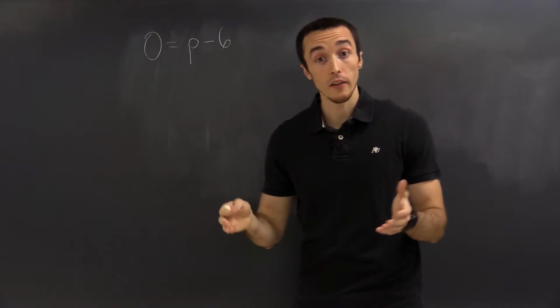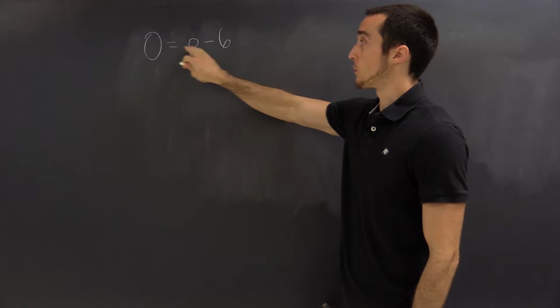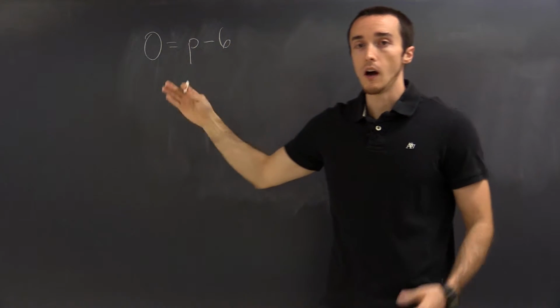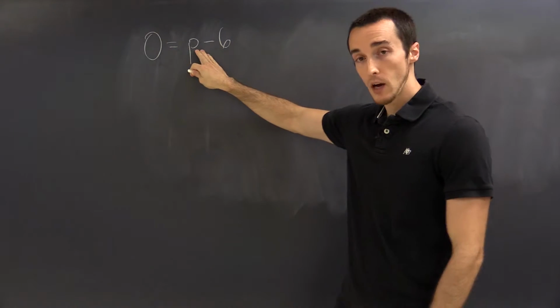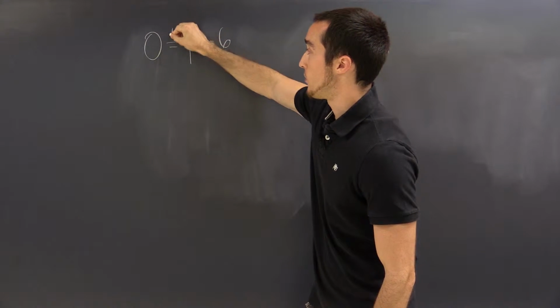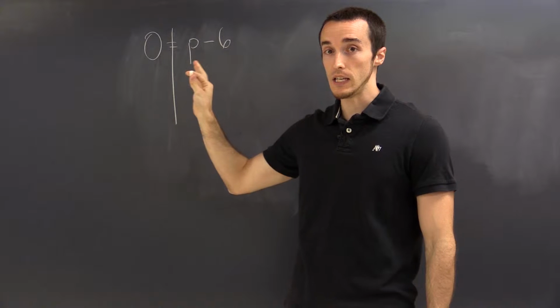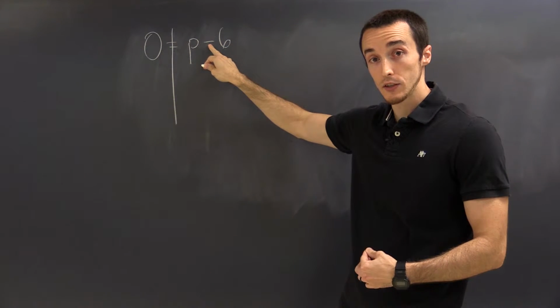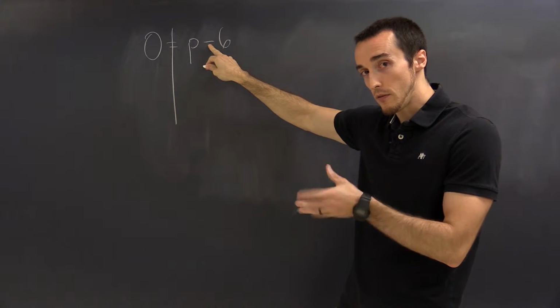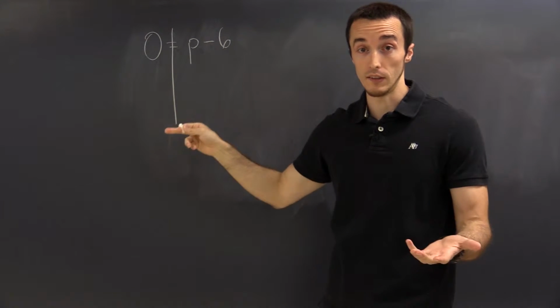Okay, so let's try another one. This one says 0 equals p minus 6. Obviously, this is a subtraction problem. So the first thing is find out where the variable is. In this example, it is on the right-hand side of the equal sign. And the operation is subtraction. We're going to use the inverse of that, or the opposite of subtraction, which is addition.